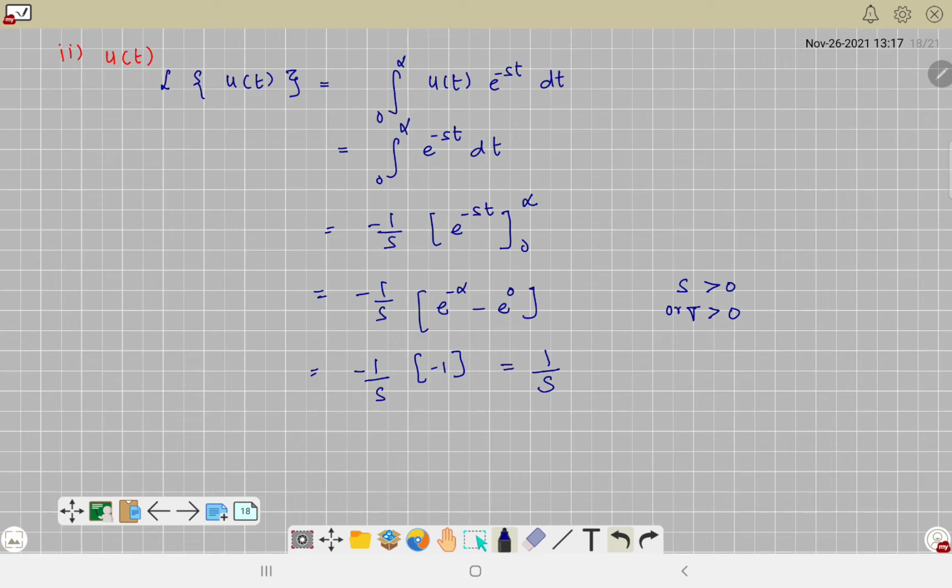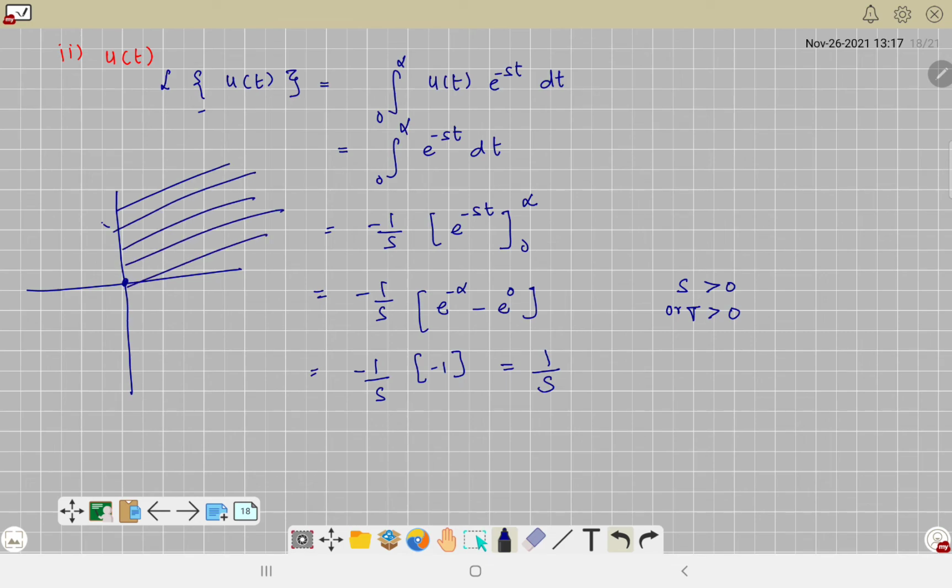Fine. और इसका जो region of convergence है, again since it is a right-sided signal, because up to t equal to 0 its value is 0, and t greater than 0 पे ये define है. So sigma greater than 0, तो ये आपका ROC रहेगा for this unit step signal. ठीक है.